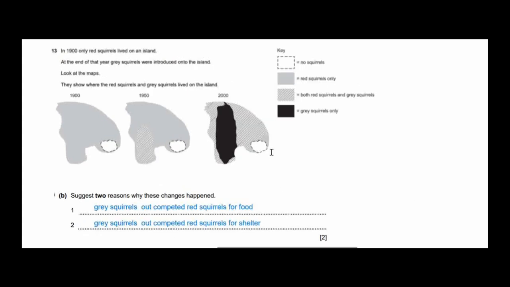The reason for that is gray increases. Gray squirrel outcompeted red squirrel for food and also for shelter. That would be an example of a correct answer.